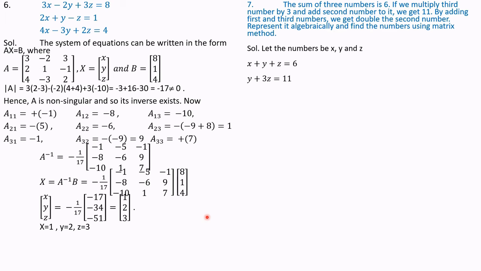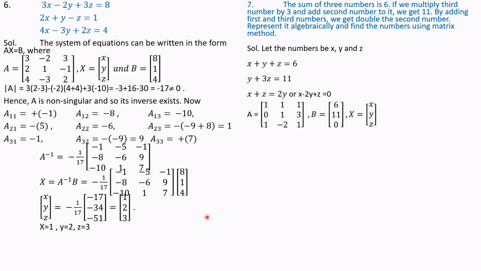If we multiply the third number, that is z, by 3 and add it to the second number, that is y, we get 11. Therefore, y plus 3z is equal to 11. It is also given that by adding the first and third numbers, we get double the second number. Therefore, x plus z is equal to 2y, or x minus 2y plus z is equal to 0.